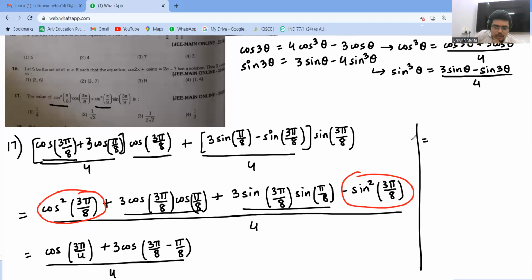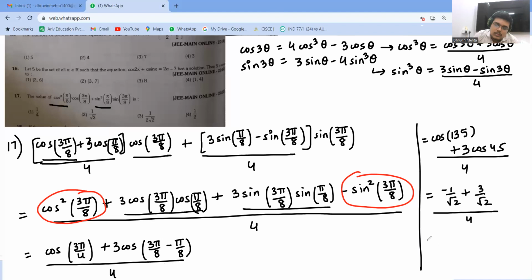See, cos 3 pi by 4 जो है it is like 3 into 45, so it's 135, plus 3 cos of what is 3 pi by 8 minus pi by 8, so that will be 2 pi by 8 which is pi by 4, 45, upon 4. अब cos 135 को allied angle formula से solve कर सकते हैं. So you'll get minus 1 by root 2 and this is plus 3 by root 2 upon 4. इसका answer आएगा 2 by root 2 upon 4. तो 1 upon 2 root 2 is the answer.